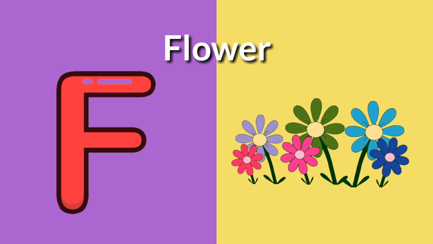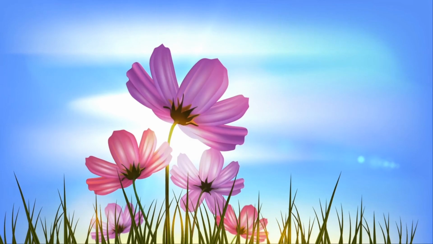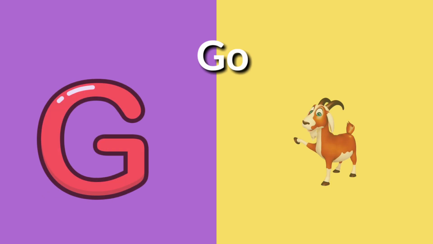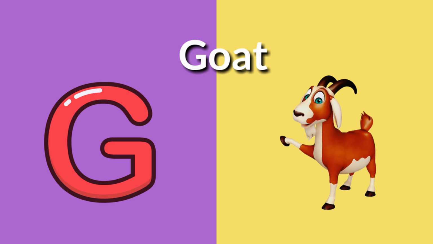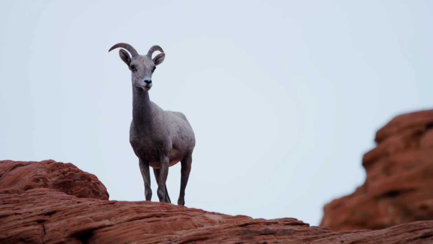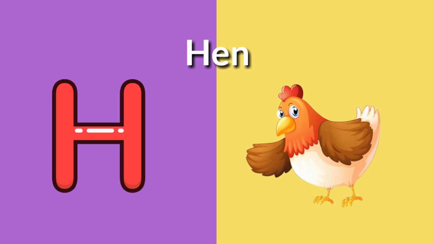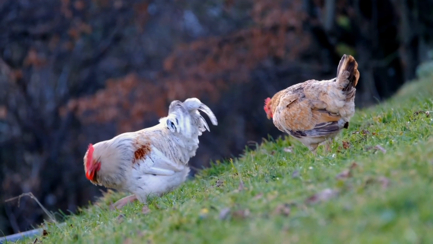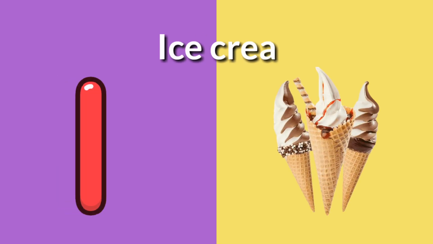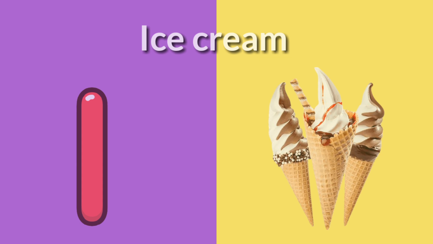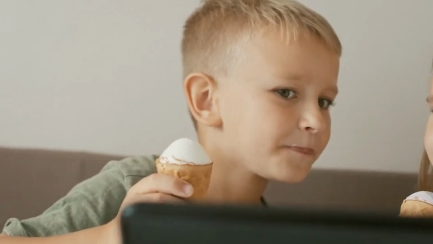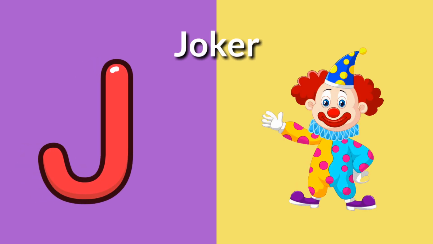F for flower. G for goat. H for hen. I for ice cream. J for joker.